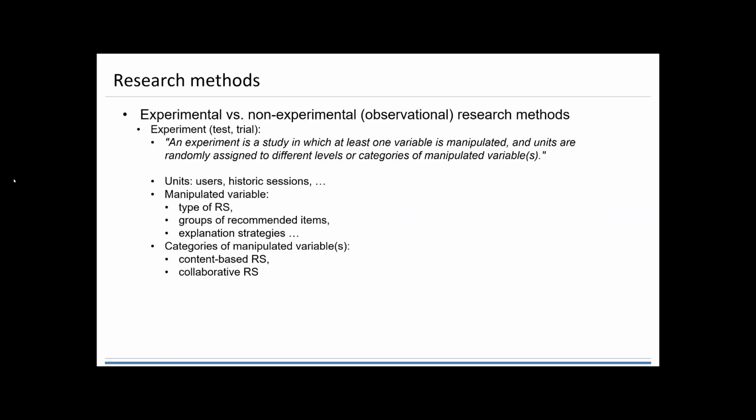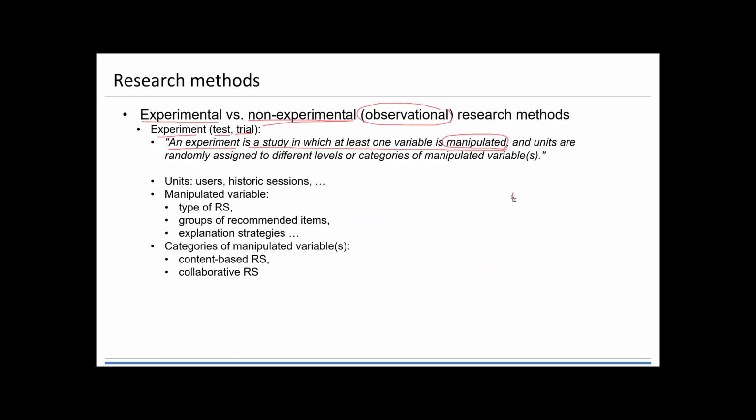So there are also some differences between experimental and non-experimental. So experimental means you will do some tests and trials, okay? But observational, or non-experimental, you just see what people do in some cases. For the experiment, an experiment is a study in which at least one variable is manipulated. Okay, so manipulated means we can control it. This is not the bad meaning of manipulation, but a good meaning.